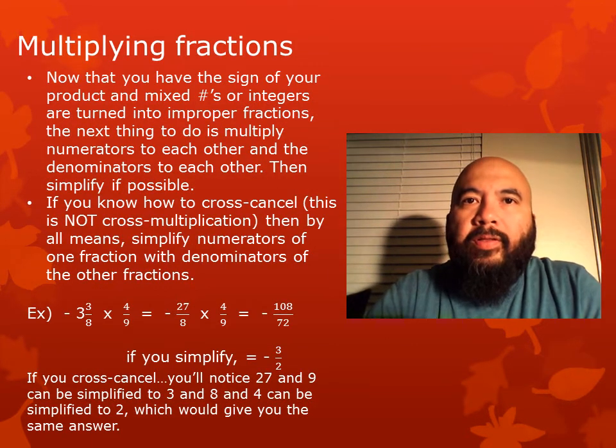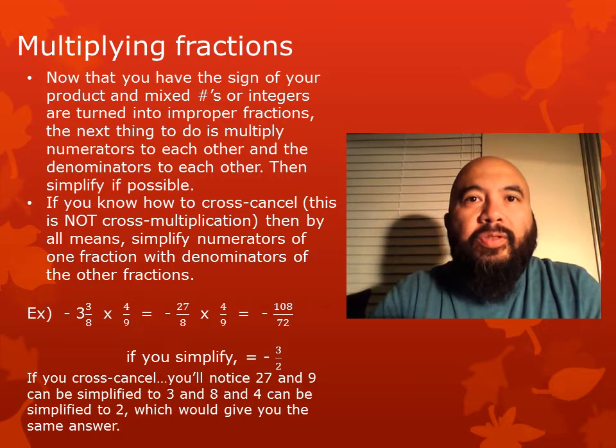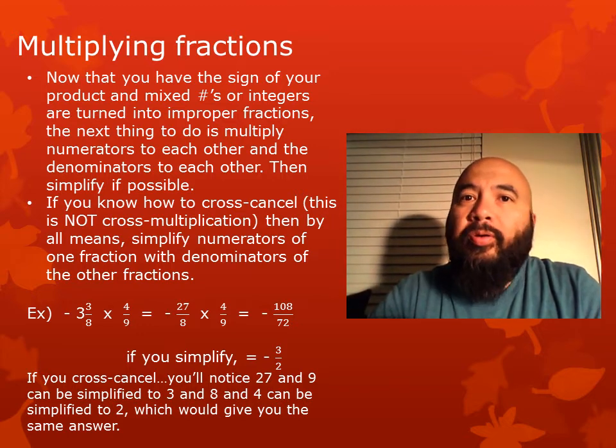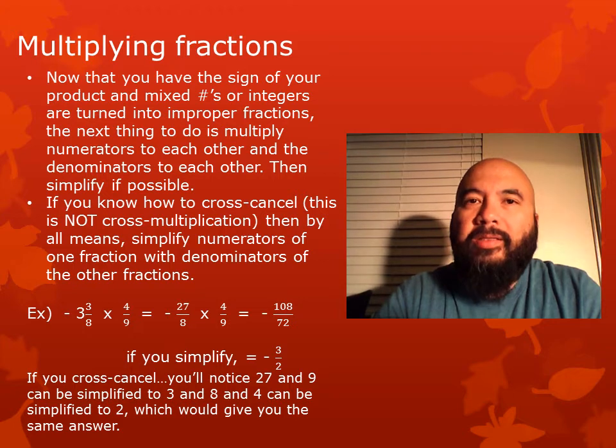Now that you have the sign of your product and the two fractions you're multiplying together are true fractions, the next thing to do is just to multiply. Take the two numerators, multiply them together. That's going to be the numerator of your product. Take the two denominators, multiply them together, and that's going to be the denominator of your product. Then you can simplify if at all possible.